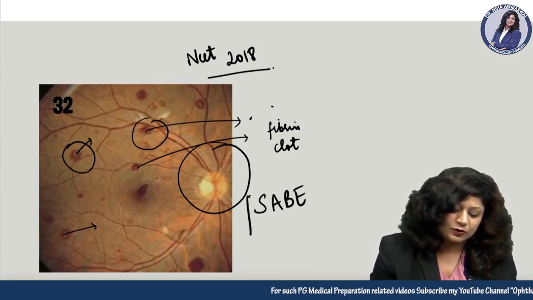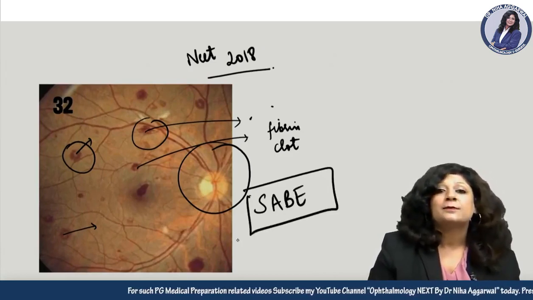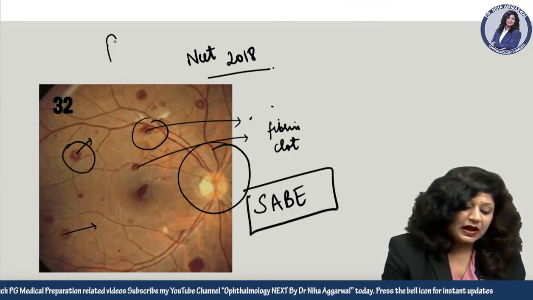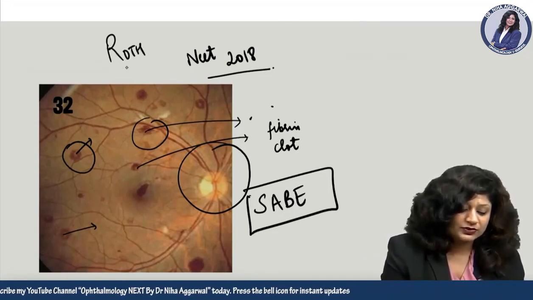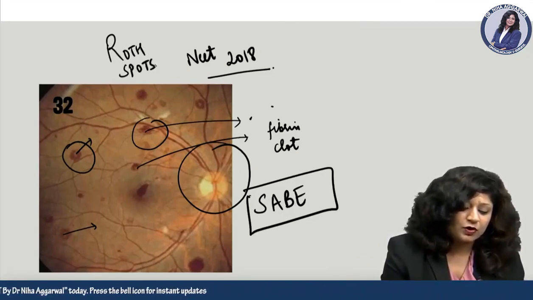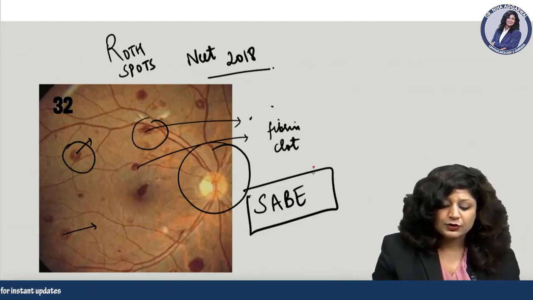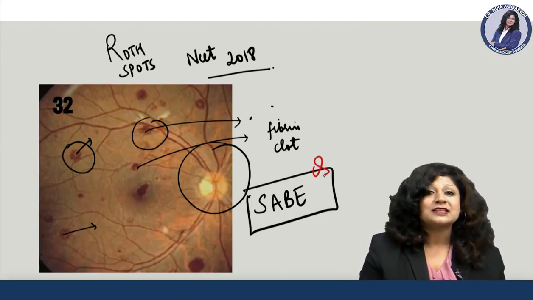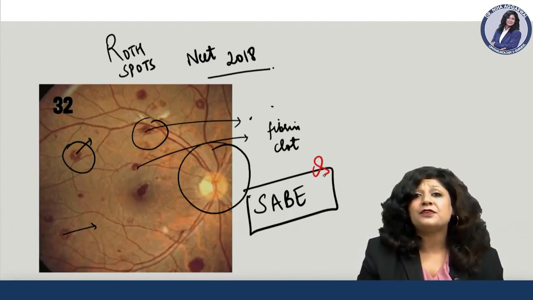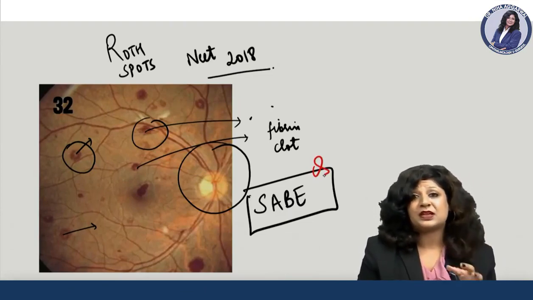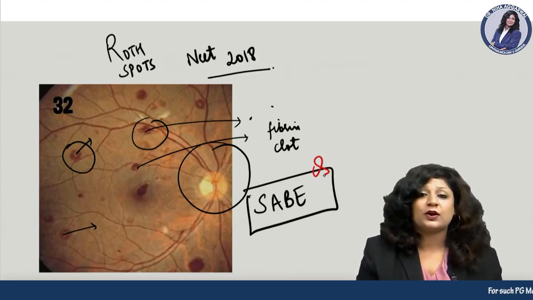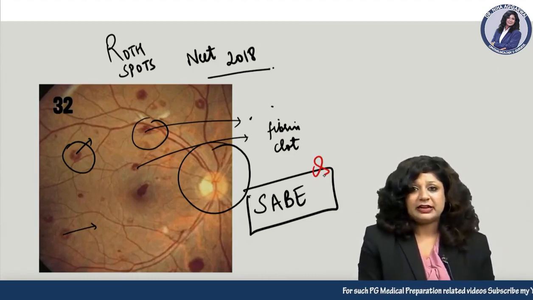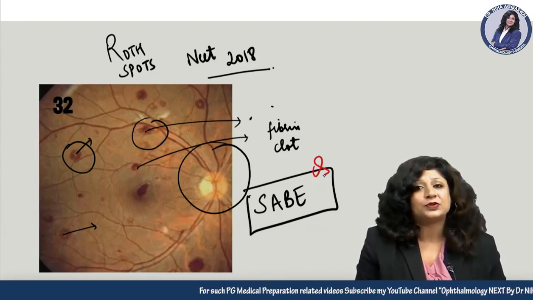Patient is having subacute bacterial endocarditis because what you are able to see here are the Roth spots. A very, very important question. Roth spots are found in subacute bacterial endocarditis, and whenever you are able to see these Roth spots, you are always sure that you are dealing with a case of bacterial endocarditis.